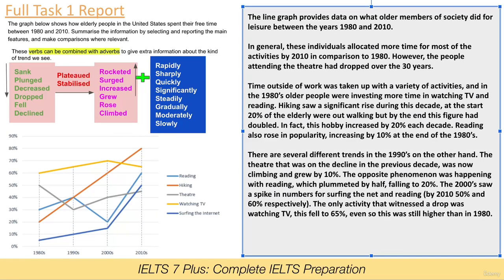Okay then, let's have a read back and see how it sounds. There are several different trends in the 1990s on the other hand. The theatre that was on the decline in the previous decade was now climbing and grew by 10%. The opposite phenomenon was happening with reading, which plummeted by half, falling to 20%. The 2000s saw a spike in numbers for surfing the net and reading, by 2010, 50% and 60% respectively. The only activity that witnessed a drop was watching TV. This fell to 65%. Even so, this was still higher than in 1980.